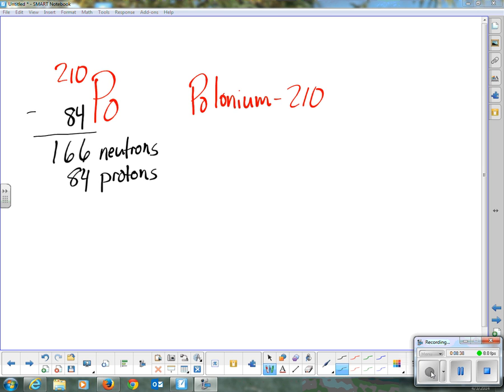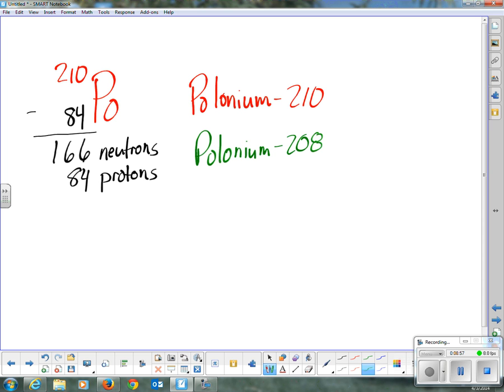You need to be able to say, what's the difference between polonium 210 and, say, polonium 208? Well, it's the number of neutrons. Polonium 208 has 2 fewer neutrons than polonium 210, so make sure you're able to do that.